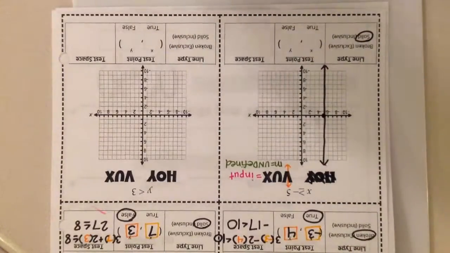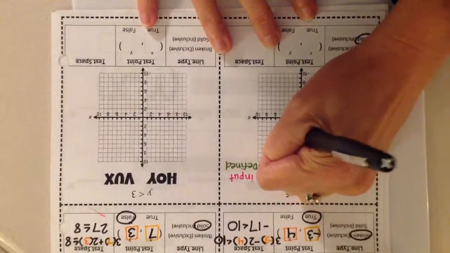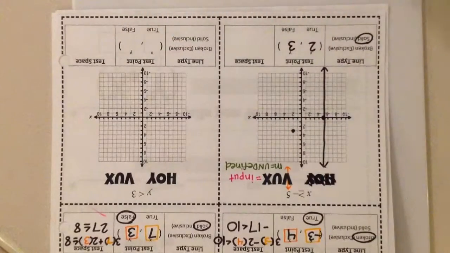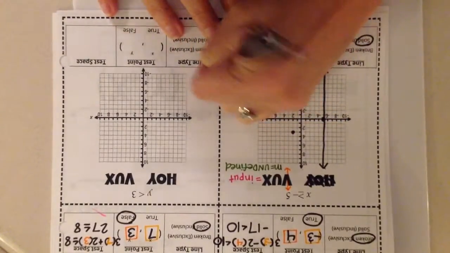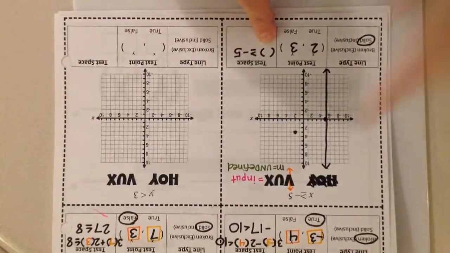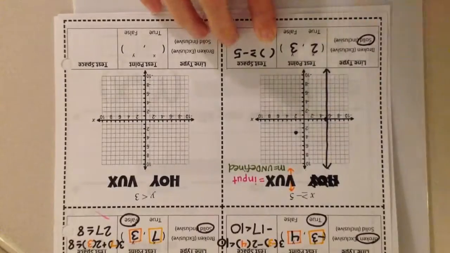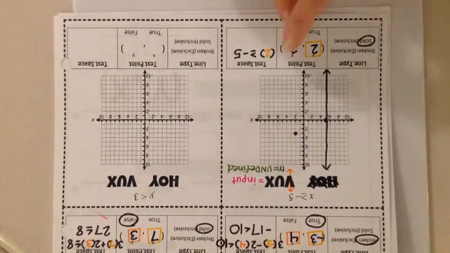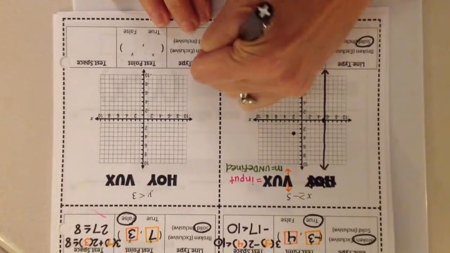Now I just have to figure out where the shading is, and I'm going to use a test point just like I did in my first two examples. So I'm going to pick a test point, 2, 3. Looks like a good one. And I'm going to plug my input and output values into my original inequality. It's x is greater than or equal to -5. The only input value I'm going to use is the one that replaces x, and that input value is 2. I don't have a y to replace, so that 3 is not going to be used. So I really have 2 is greater than or equal to -5.